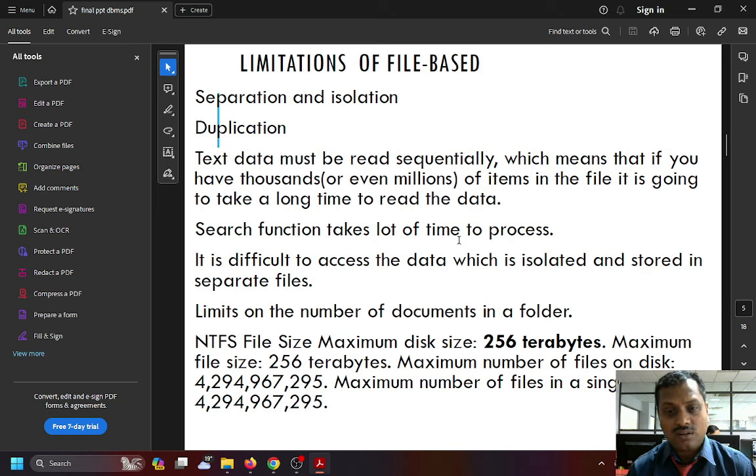Next, the search function takes a lot of time to process. Because you have a huge number of records, searching for a specific part of the data is quite difficult.